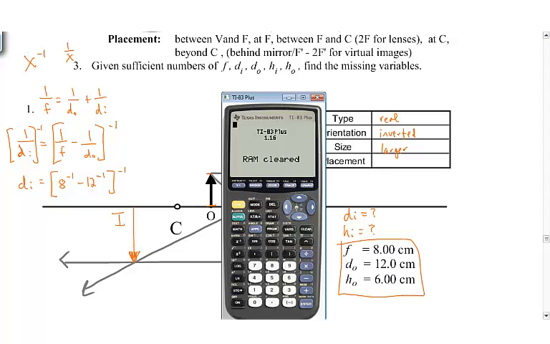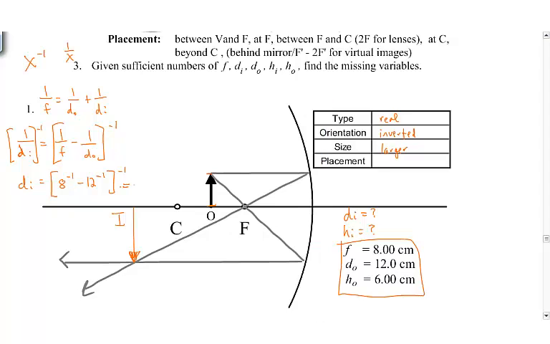I'm going to open with a set of brackets, and I'm going to type in 8, and then here's my inverse button, x to the negative 1. I'm going to subtract 12 to the negative 1. I'm going to close bracket that, and again hit to the negative 1 there, and my answer is 24 centimeters. So the distance to the image is 24 centimeters. We just found that is the distance from here, where we drew our arrow, all the way to the mirror.